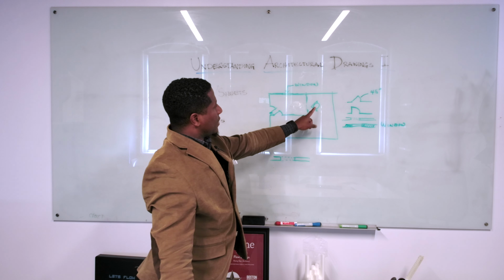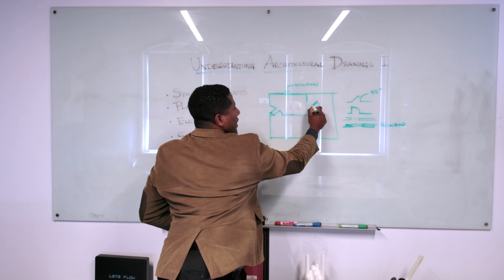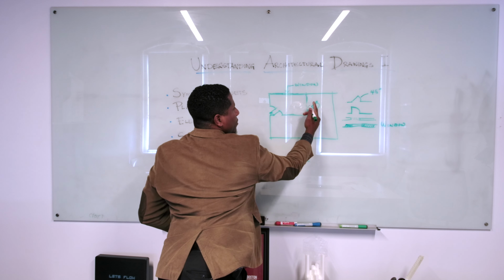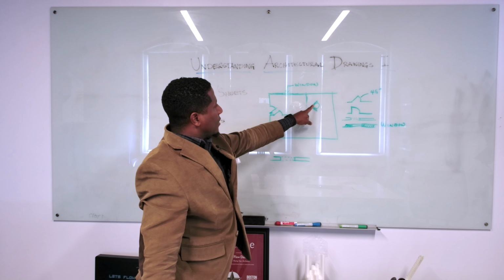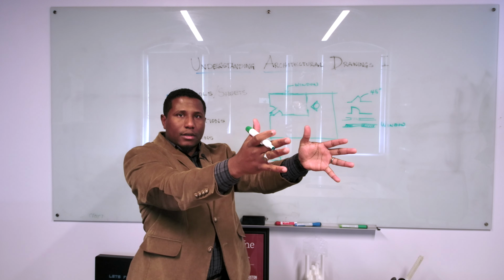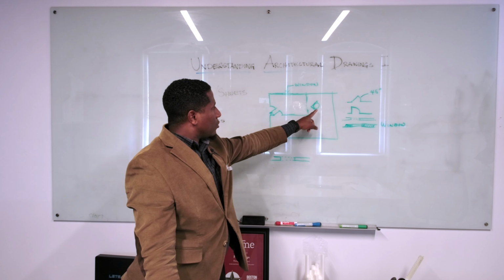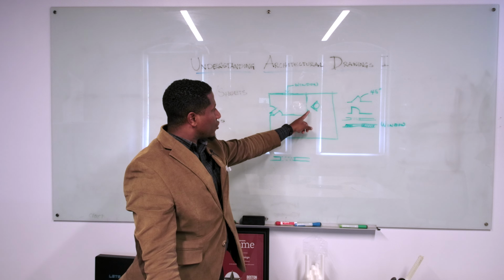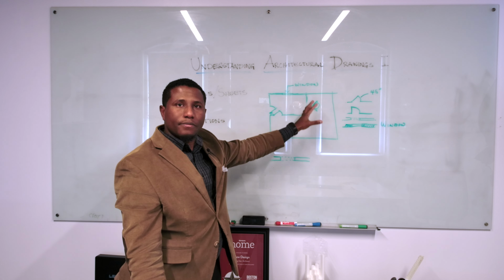So in this case, this symbol is indicating that you are looking at this view. So the location of the arrow indicates what you are looking at. So this particular symbol is just trying to show that we're gonna do an interior elevation of that wall.